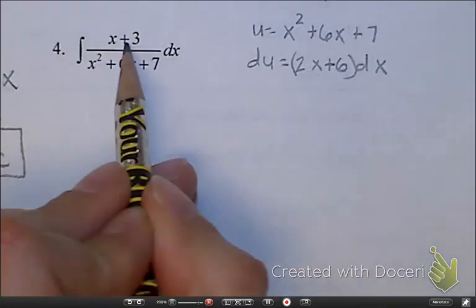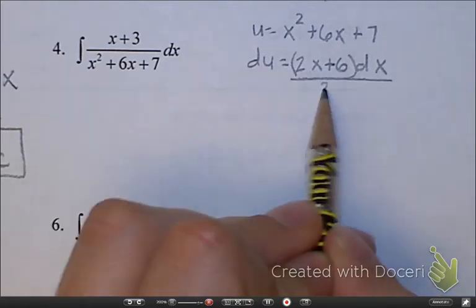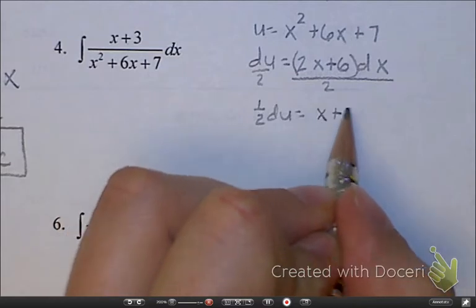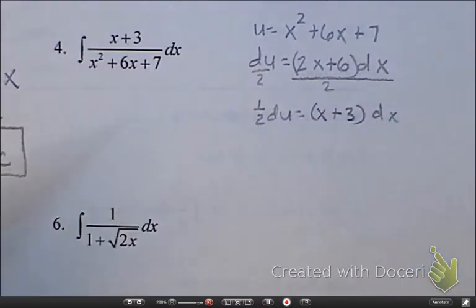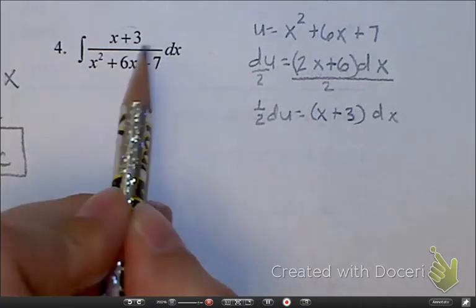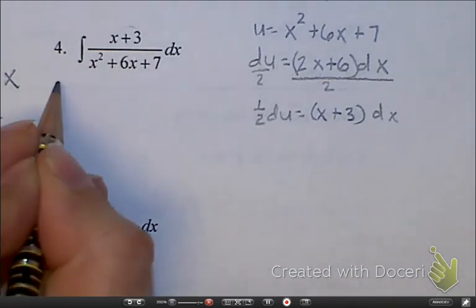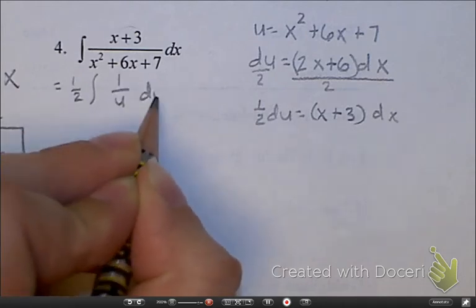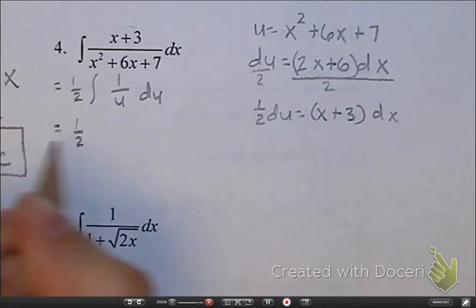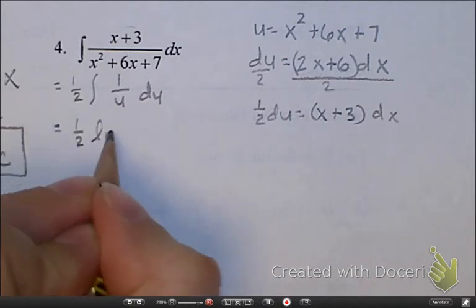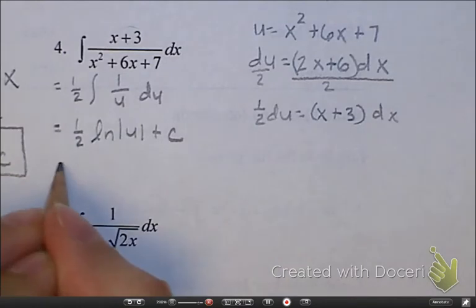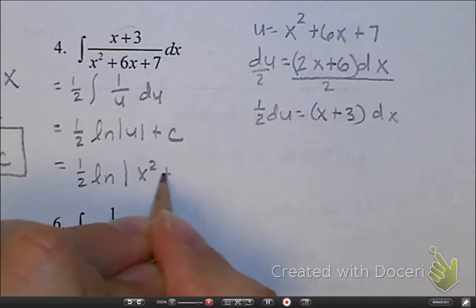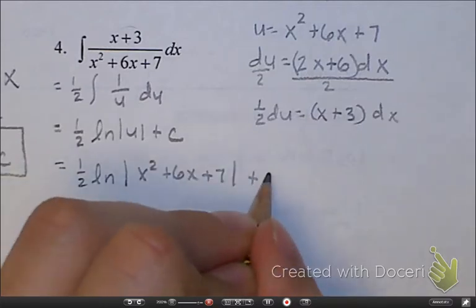Let's see, I see x plus 3, and here's 2x plus 6. So if we divide this by 2 and divide this by 2, I would get 1/2 du is equal to x plus 3 dx, which is perfect because that's what I have up here. So I have x plus 3 dx. That 1/2 is the only thing I had to get rid of. So I have 1/2 integral of 1 over u du. So that would be 1/2, the integral of 1 over u is ln of the absolute value of u plus c. So that would be 1/2 times ln of the absolute value of u, which is x squared plus 6x plus 7 plus c.